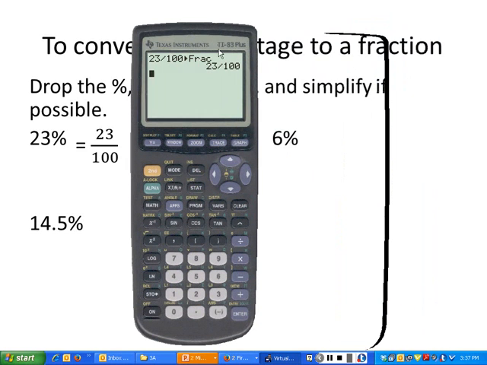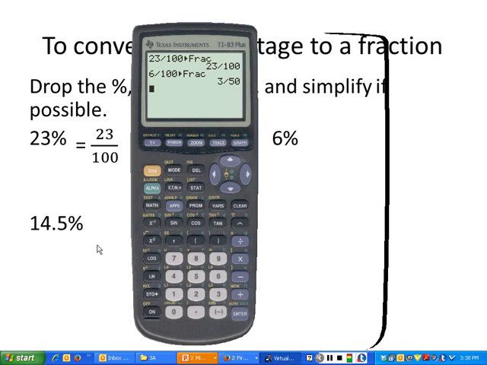Now for 6%, 6% is 6 divided by 100. So if I do 6 divided by 100 on the calculator, and I know it reduces, so I want to know what it reduces to, you hit the math key. Number 1 is highlighted, hit enter. So 6 over 100 as a fraction, hit enter again, is 3 over 50. So 3 over 50 would be 6% as a fraction.